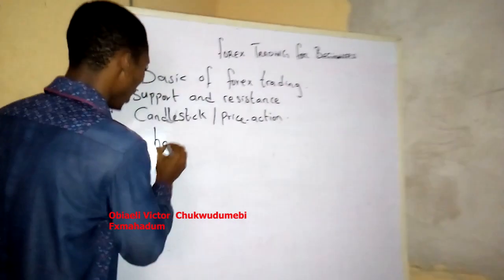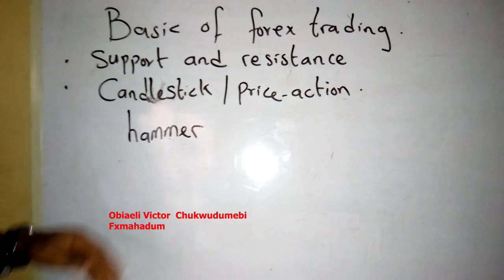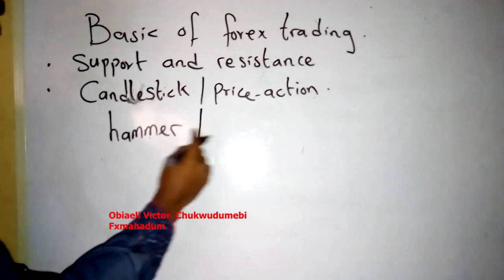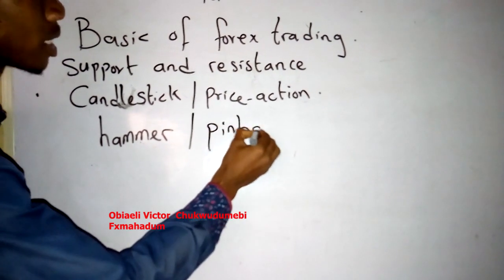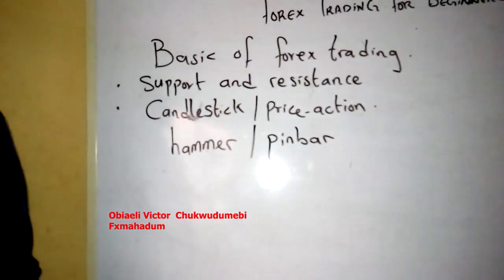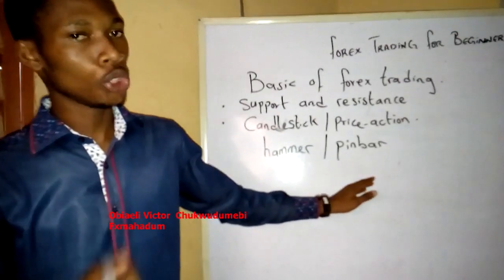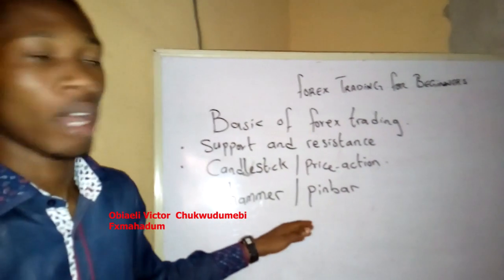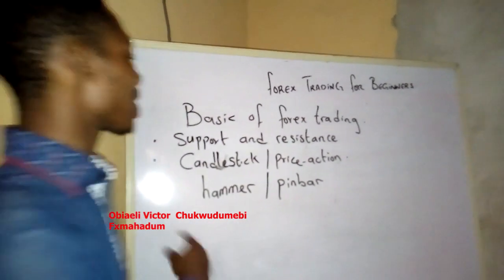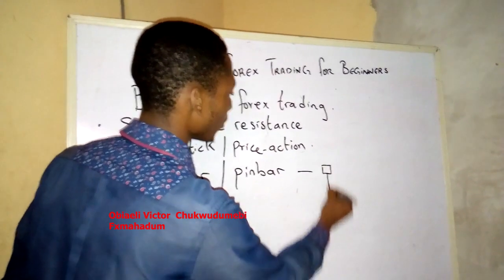The first one is the hammer. It is the hammer in candlestick, and in price action, sometimes they call it the pinbar. It is called a pinbar in price action. A hammer or a pinbar, depends on you. You choose price action, you go with pinbar. You choose candlestick, you go with hammer. But what am I saying? You need to understand this, and they are all saying the same thing.